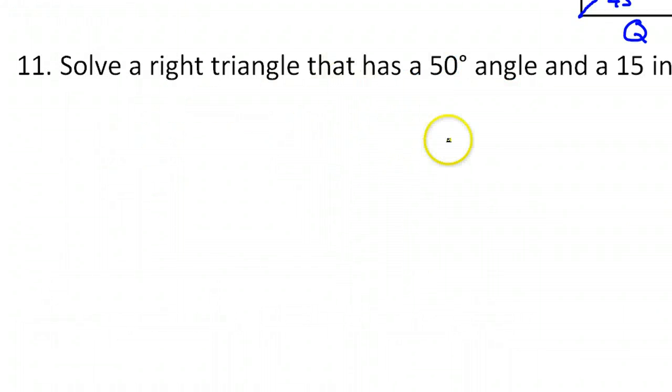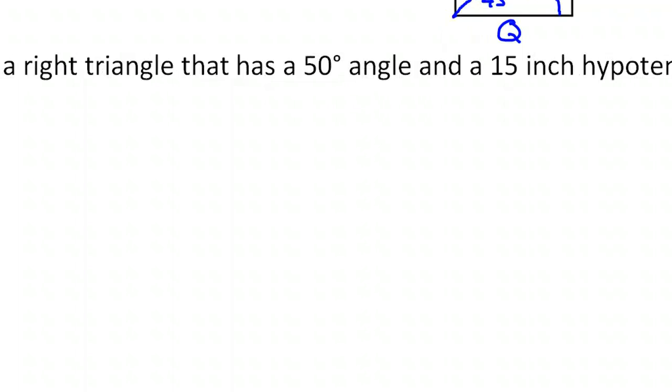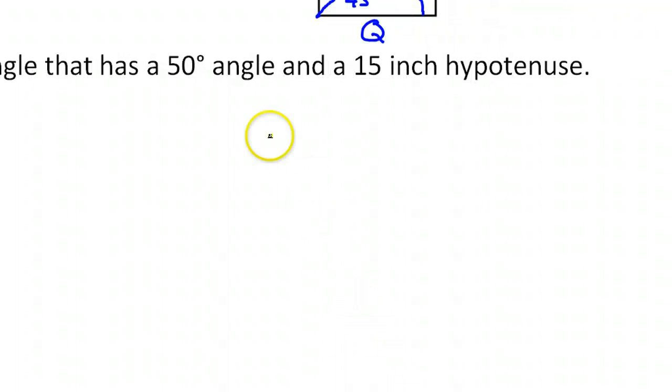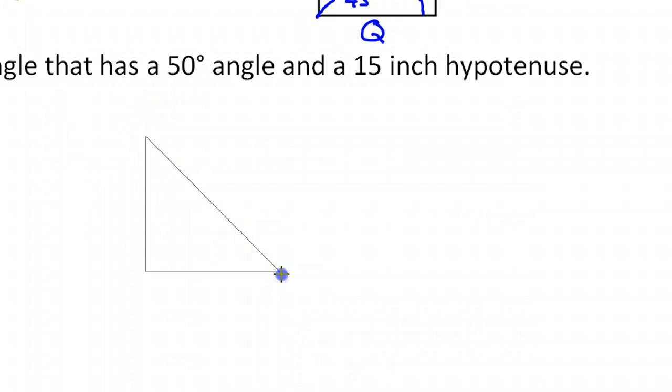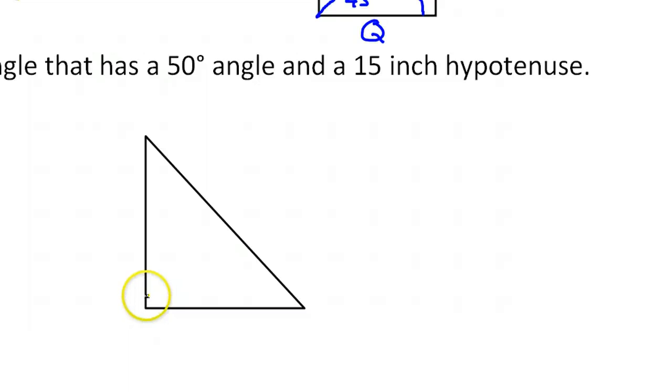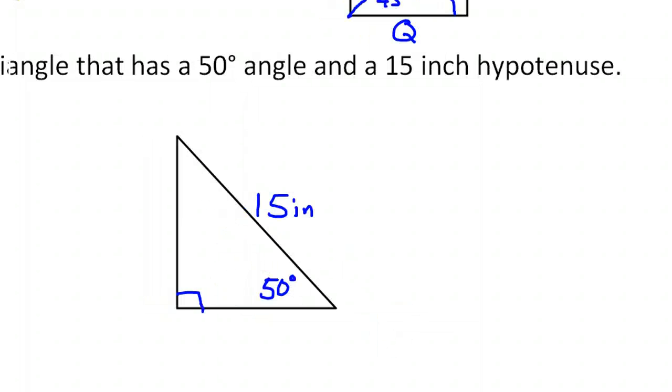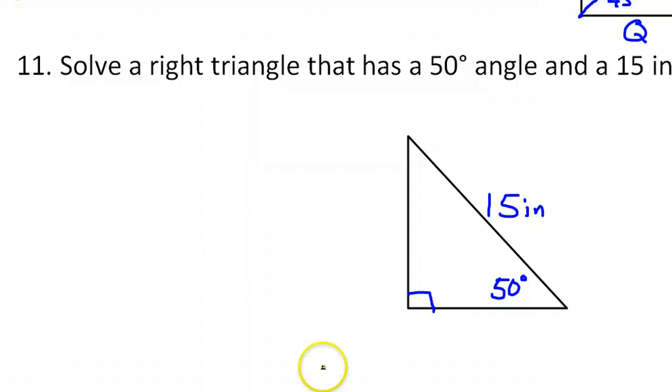Okay, last problem. Solve a right triangle that has a 50-degree angle and a 15-inch hypotenuse. All right, well, draw the picture, for goodness sake. Draw the picture. Okay, so we need some kind of a right triangle. So there's a right triangle for you. And it has a 15-inch hypotenuse, so that means this will be 15 inches. And what else does it say? All right, it has to have a 50-degree angle. Okay, so let's say this is 50 degrees. Okay, so we need to solve a triangle like this.